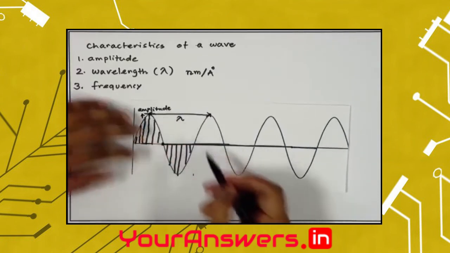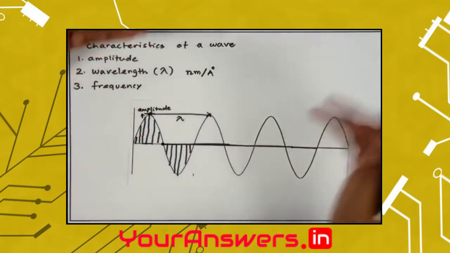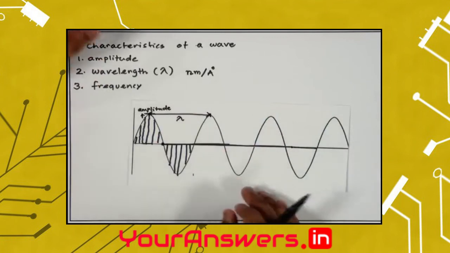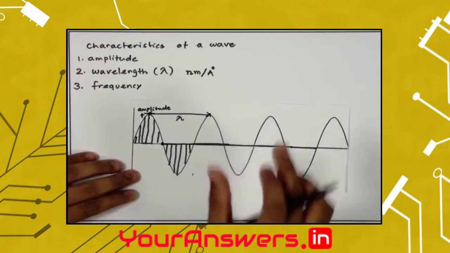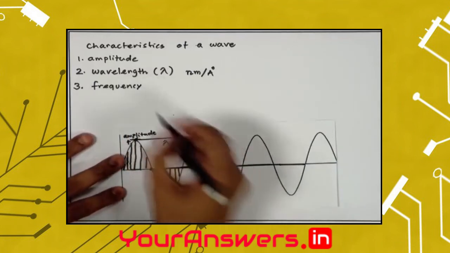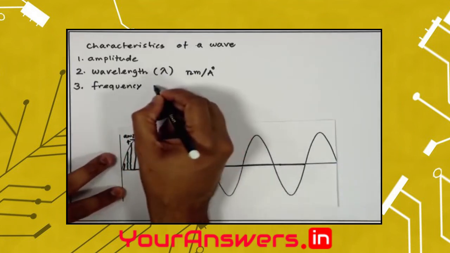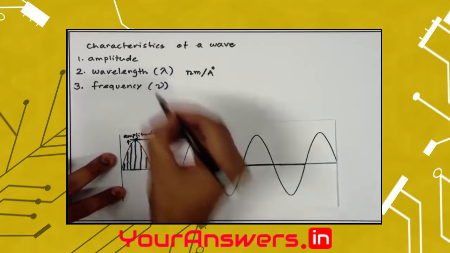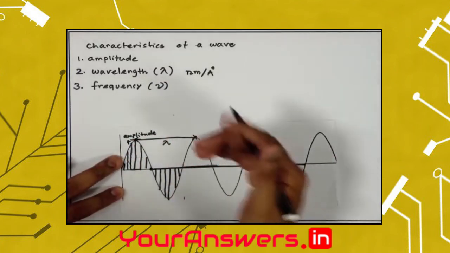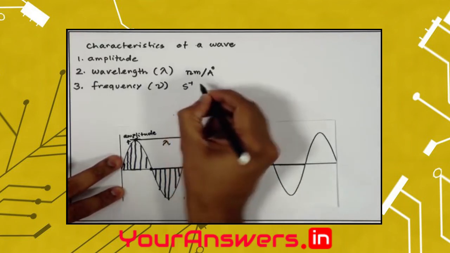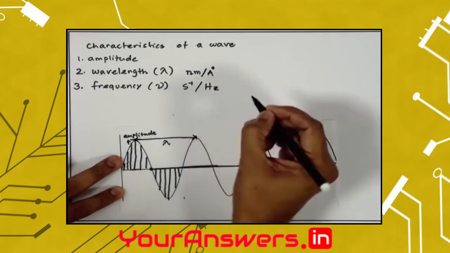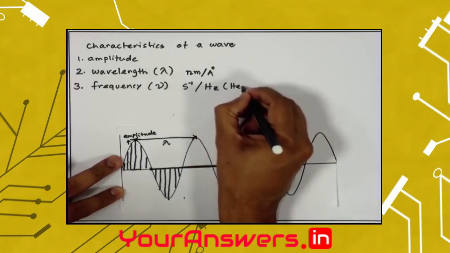So, you will see that the number of wavelengths that I see at one position in 1 second is called frequency. So, it is a certain number of wavelengths per second. That is known as frequency, and it is given the symbol nu, and since it is a number per second, the unit is second inverse, or it is also called hertz after the scientist Heinrich Hertz.